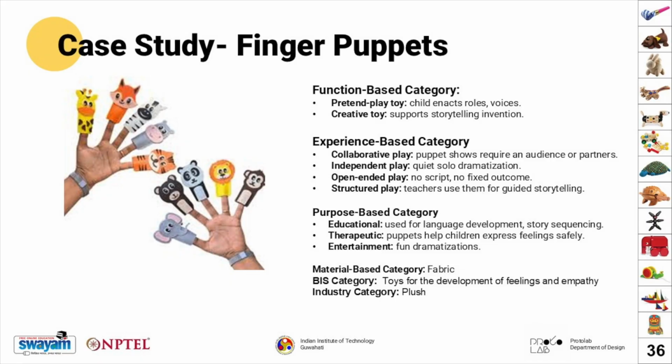Functionally, finger puppets are pretend play toys. The moment a child puts one on their finger, they are not just moving fabric, they are taking on a role, giving it a voice, inventing a story. They also support creative expression because each puppet becomes a character. The child can shape, reinterpret, or even reinvent.